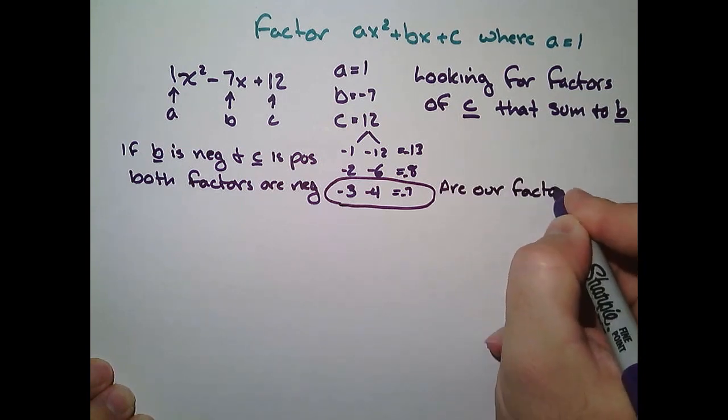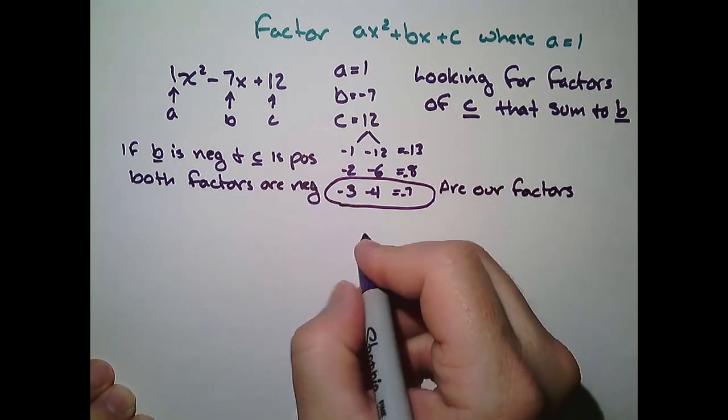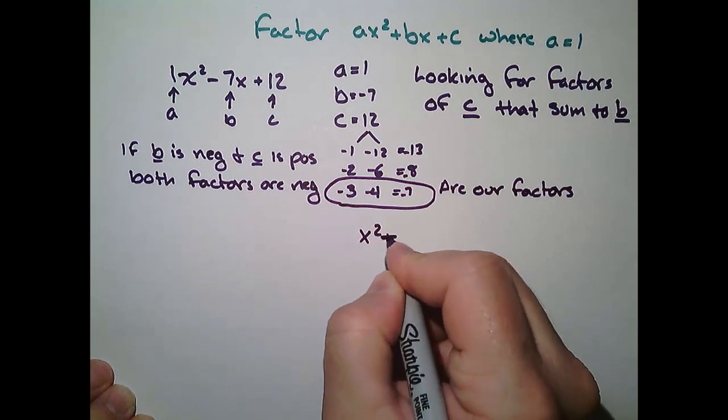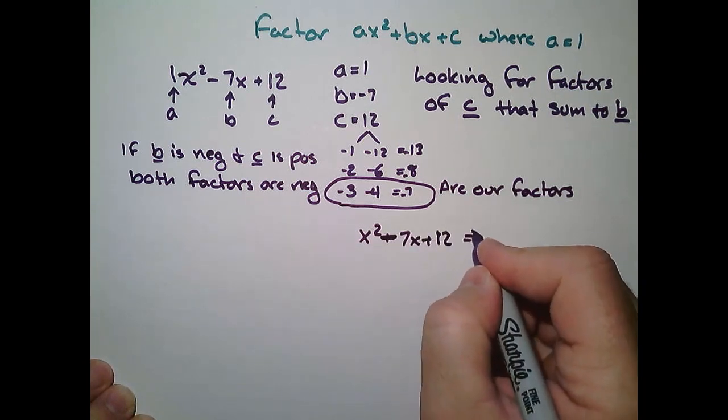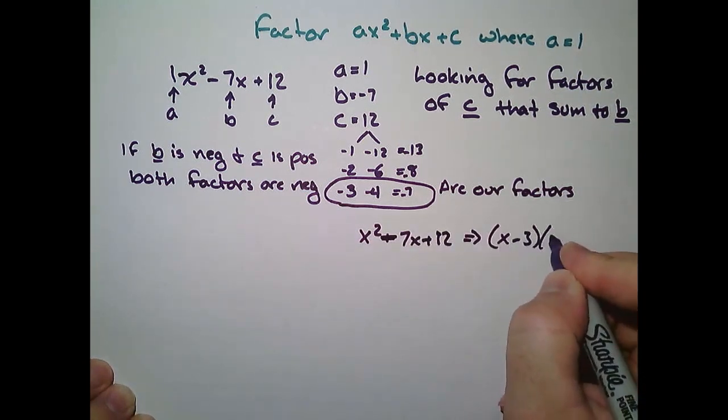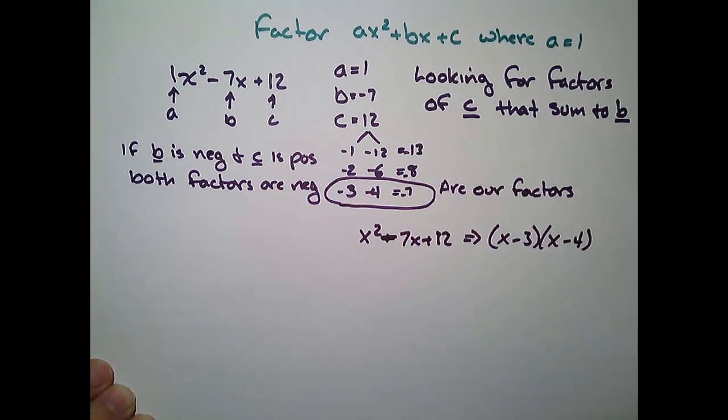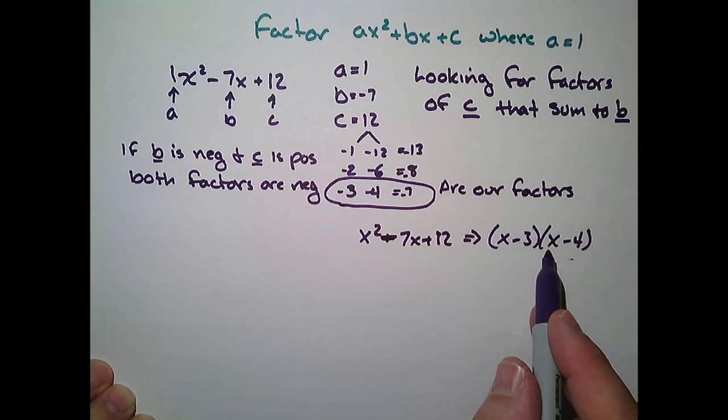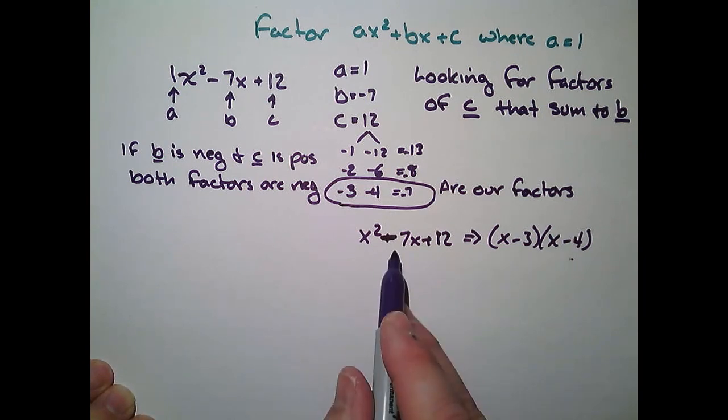Those are factors. And all we have to do is write them. So we've got x squared minus 7x plus 12, and that factors into x minus 3, x minus 4. Cool? I think it is. So let's take a look at another example.